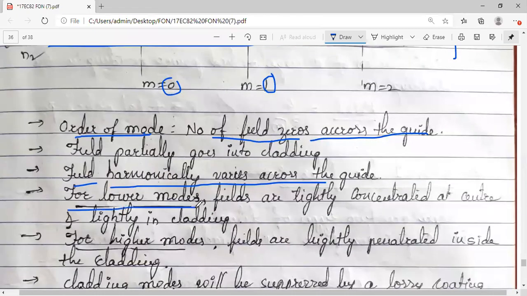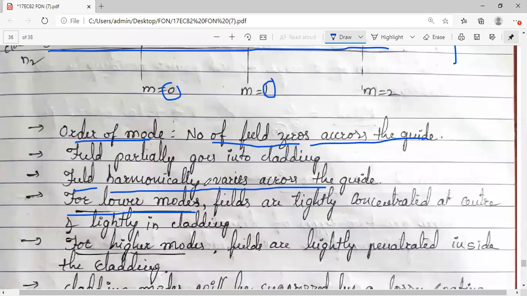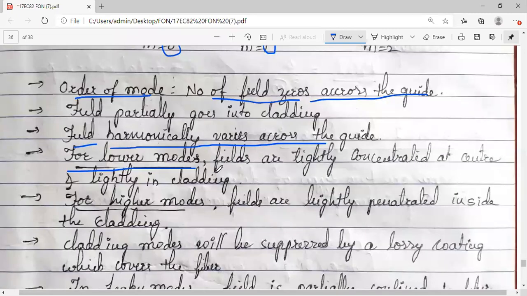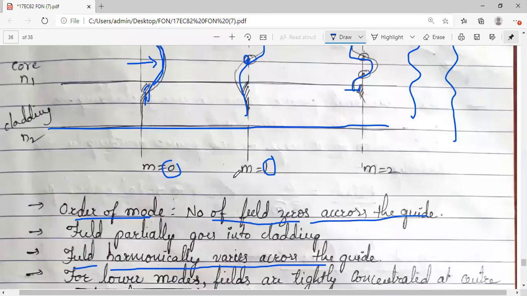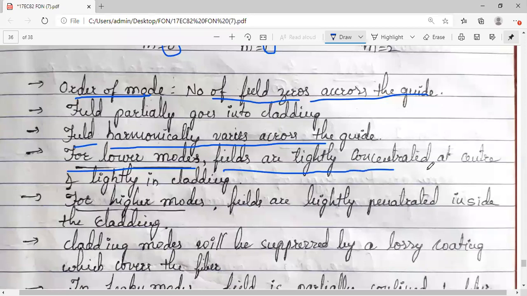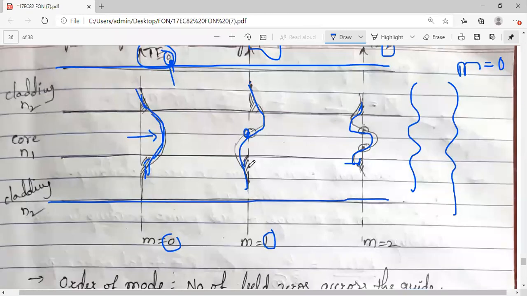And for lower modes, that is TE0, TE1, TE2, what is happening? If you see the figure, the field is more focused at the center. So the fields are tightly concentrated at the center and very lightly in the cladding. I'm talking about these figures. Very slight shading you can observe, even though I have drawn it a bit bigger, it is much smaller. So for lower modes, this is the case.